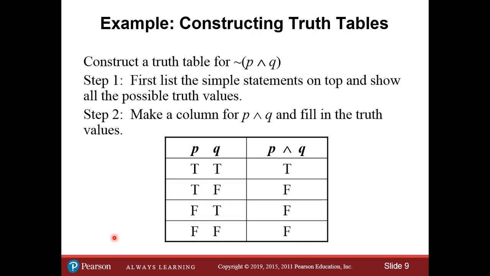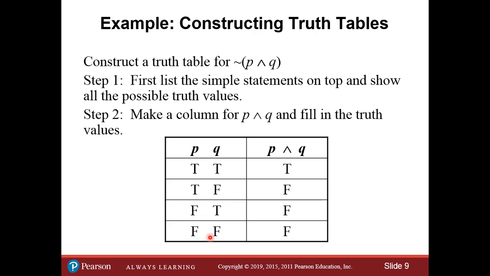And so, here we go. How do you construct a truth table? Well, step one, you list the simple statements, in this case P and Q, on the top, and show all possible truth values. So again, if you know the pattern, it's easy to write these out. So this is going to be true, true, false, false. And then you cut it in half and you go true, false, and you repeat the pattern. Or you could do true, true, true, false, false, true, false, false.